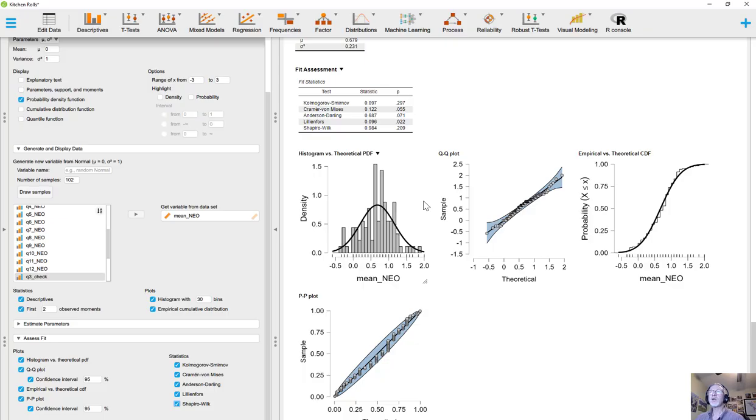So go to graphic displays. What's going on here? Why do we have a little bit of misfit in some of these tests? Why isn't it perfectly normal? What do these graphics tell us? Well, let's take a look at that.